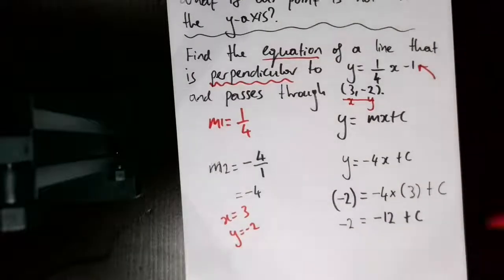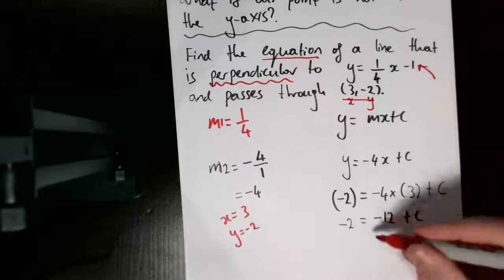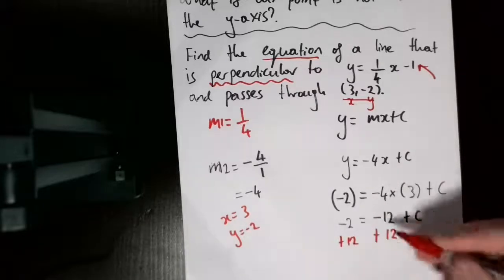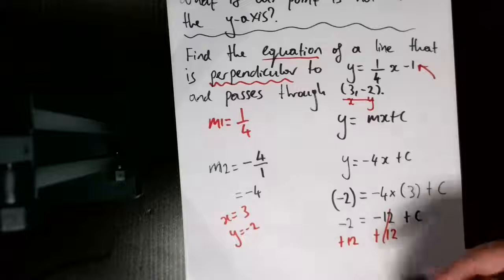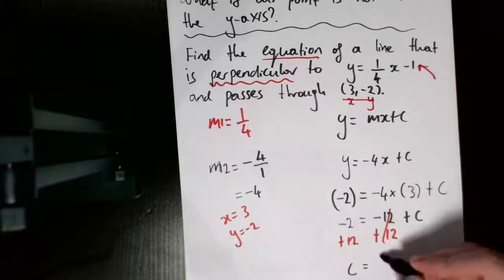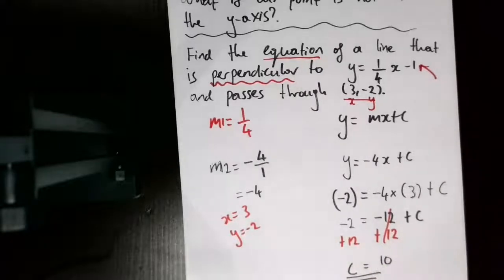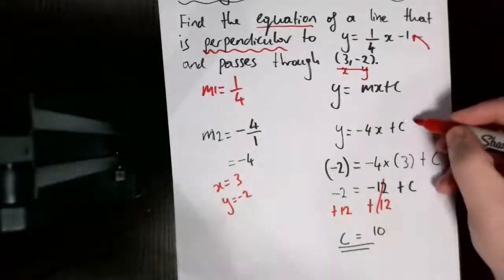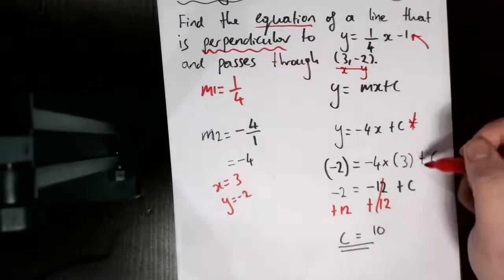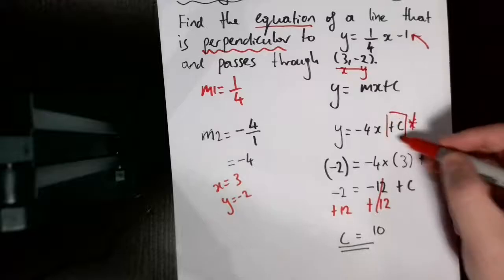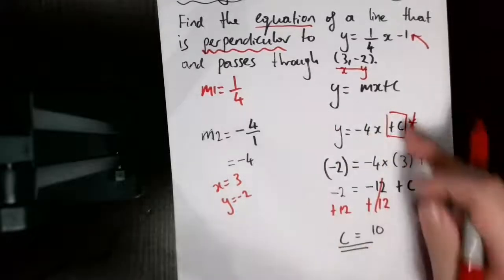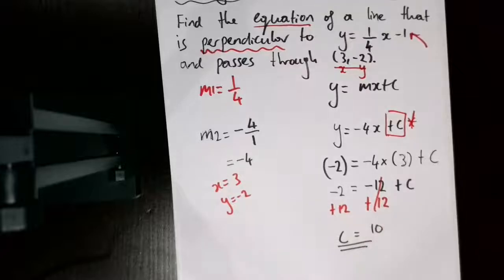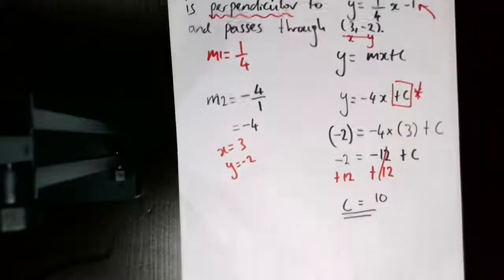And now I want to get c by itself, so to do that I need to get rid of the 12. So I'm going to add 12 to both sides. That will cancel, and that will leave me with c is equal to 10. So I've just found my y-intercept. So using this equation here that we found, because we only wanted to find what our plus c is, we can plug all of our values in, our gradient and our y-intercept, to generate our perpendicular line.